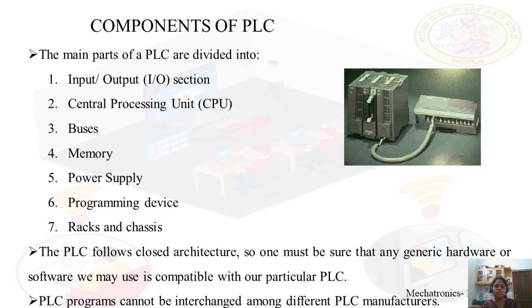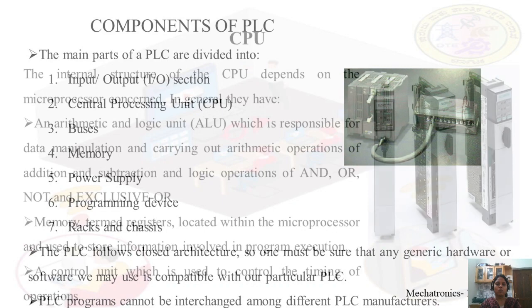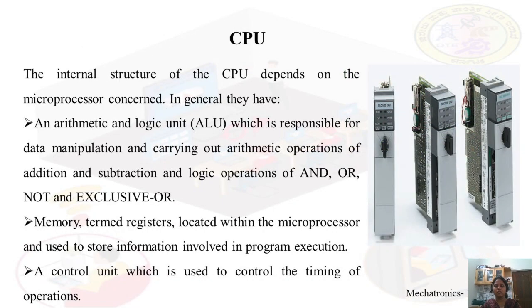The PLCs follow closed architecture. So, one must be sure that any generic hardware or software we may use should be compatible with our PLCs. PLC programs cannot be interchanged among different PLC manufacturers. Now we will see each component one by one. First one is the CPU.